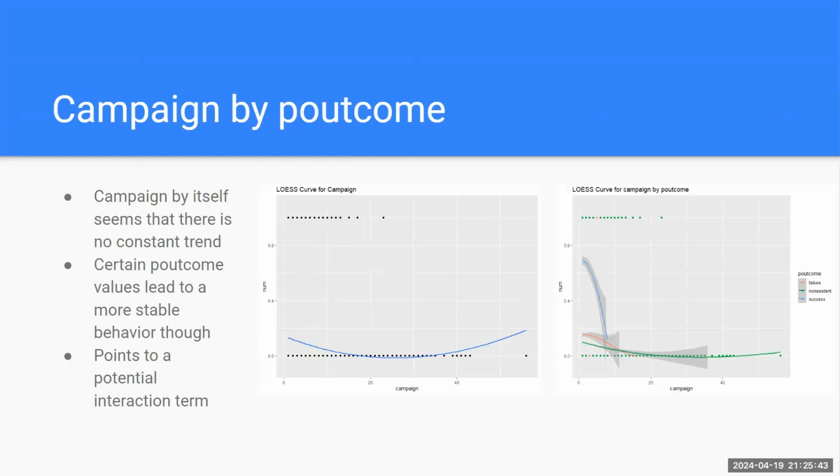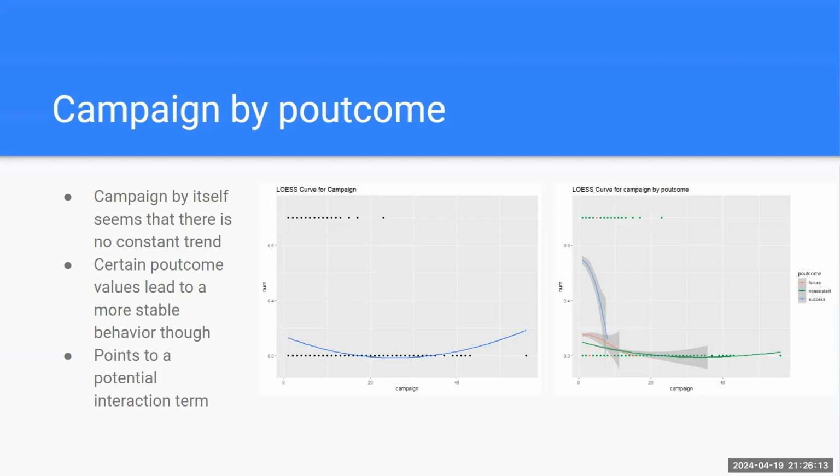In the previous EDA slides, we looked at interactions with number employed, with month and P outcome, and those seemed promising. Another interaction term that also seemed promising was campaign with P outcome. If you look at the loss curve for campaign by itself, it isn't very predictive. When you increase campaign, it lowers the number of yeses, but then increases later.